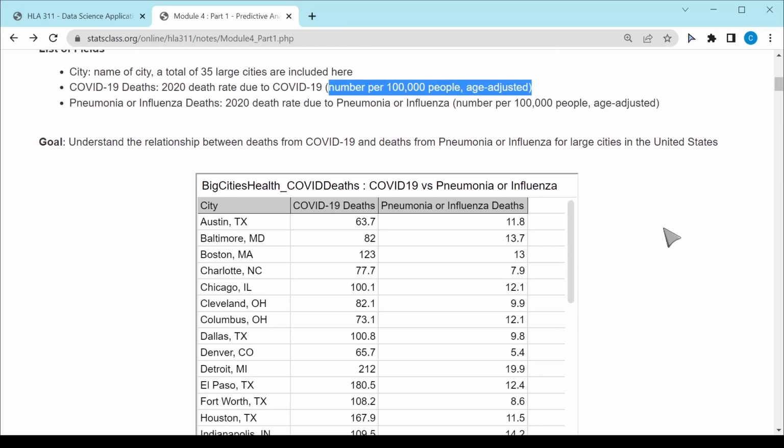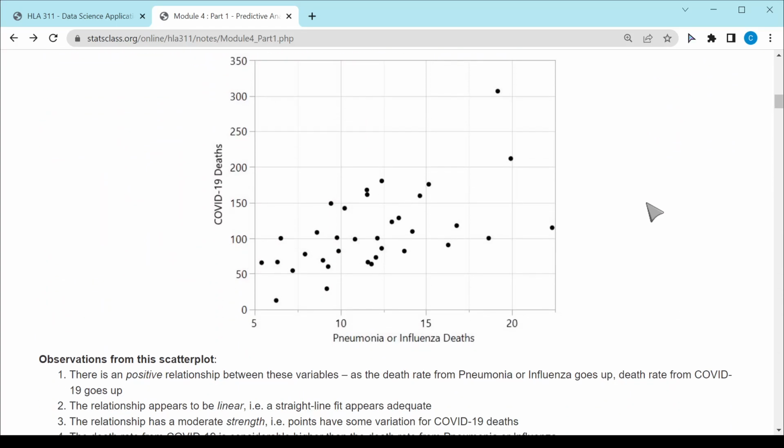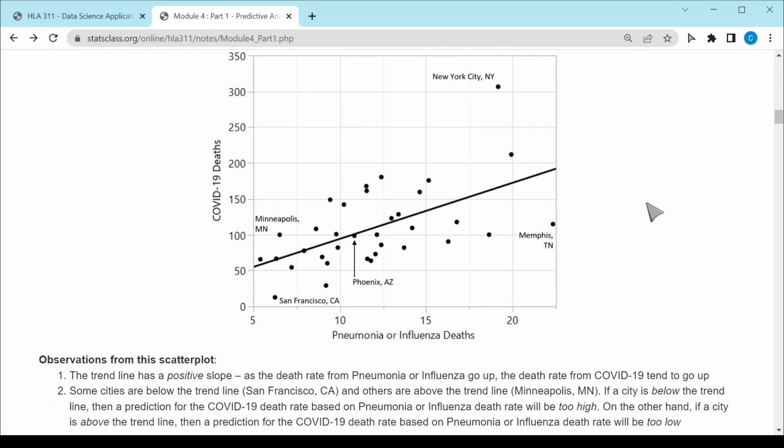We don't have to worry about, for example, a city in Florida having much older people than maybe a city like Kansas City or something. So the age adjusted has taken care of that for us. Let's consider some of the observations that I've pointed out here. This dot down here in the lower left corner is for San Francisco. Okay. Here's Phoenix, Arizona, which is very close to the trend line here.